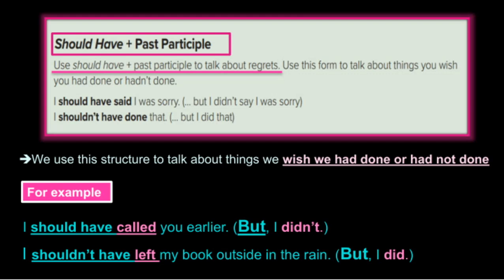So on this slide, we see two examples. "I shouldn't have left my book outside in the rain, but I did," and "I should have called you earlier, but I didn't." These sentences show us how we use a specific structure to talk about things we wish we had done differently in the past. It's a way of expressing regret or wishing things had gone another way.